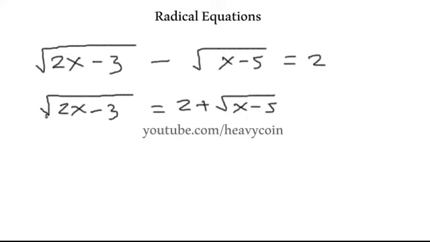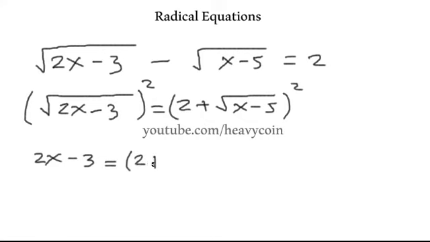Now remember, to get rid of these radicals we square both sides, so that's what we're going to do. I'll just write it in right here. So we're going to square both sides, so that's going to get rid of the radicals. So we're going to be left with 2x minus 3. And of course, by squaring both sides here, we're going to be multiplying it by itself.